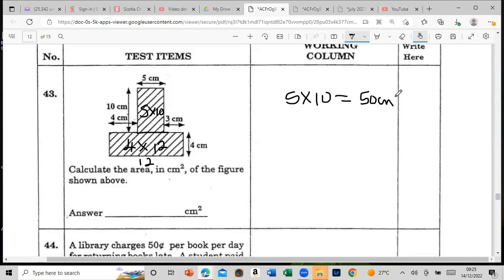Remember it's area, so it's square. And then 4 times 12, which is 48. So that works out to 98. Alright, so let's just put it where they say. So it's 98 centimeters squared.